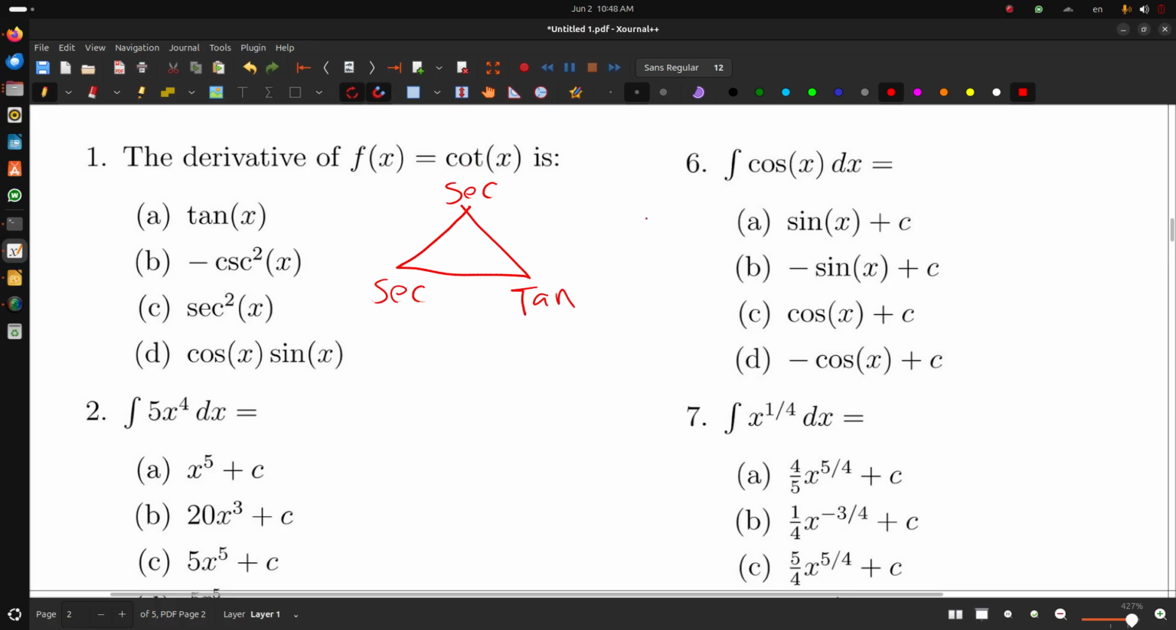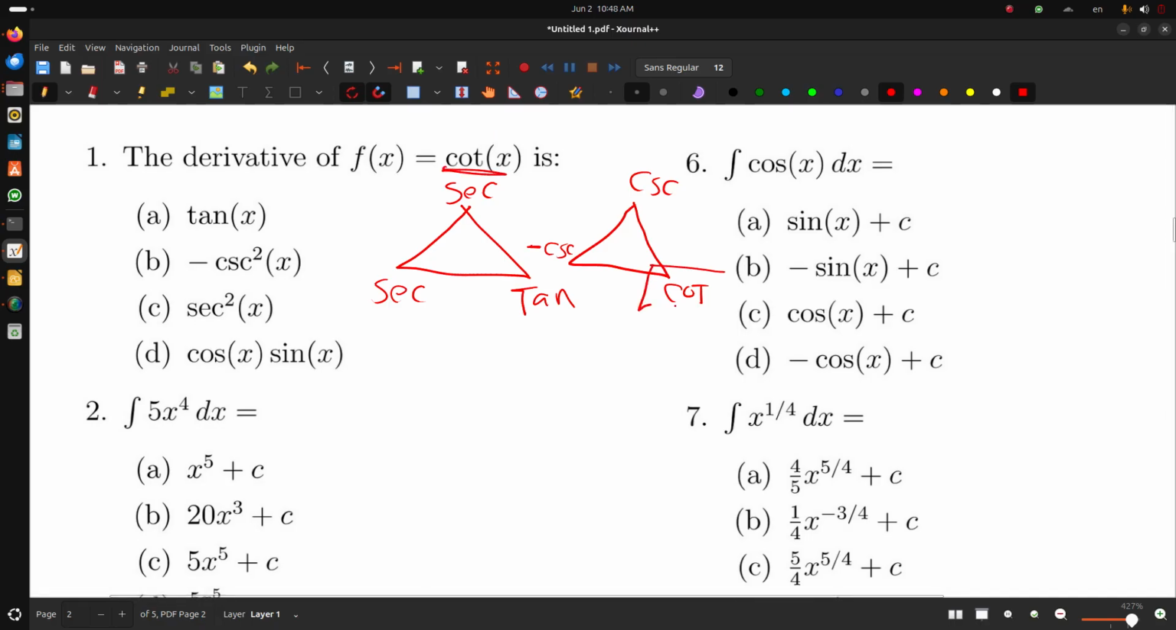And to solve cosine x, we have the other triangle, which is cosecant and cotan, and here is a negative sign. So if you want the derivative of cosine x, it's like you are hiding it, so you come up with cosecant and negative cosecant, which is negative cosecant squared x. So the solution will be negative cosecant squared x.